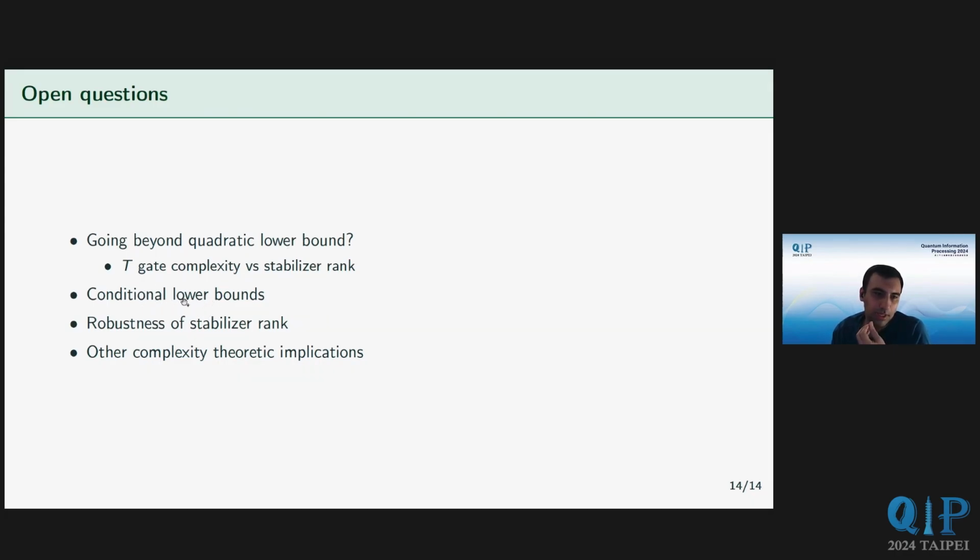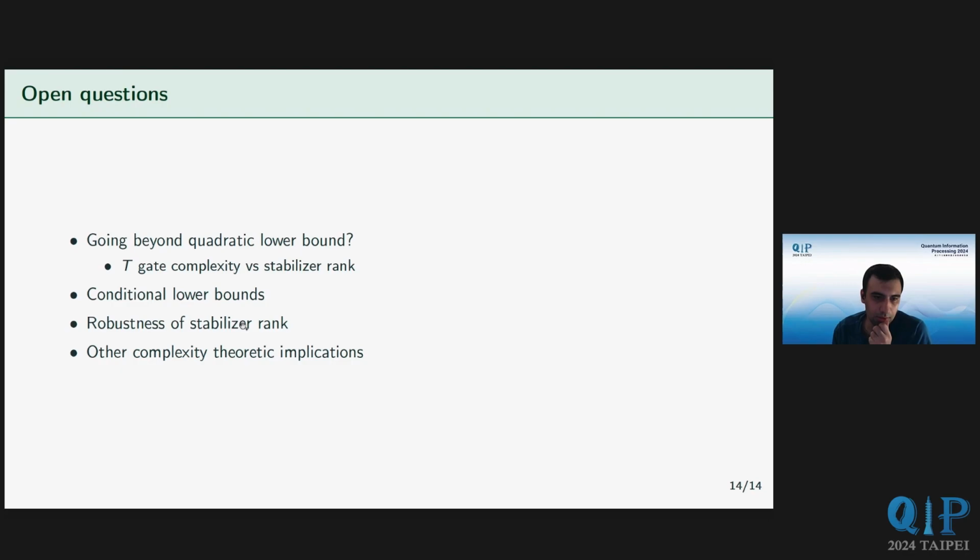And also, can we get some lower bounds that are based on some complexity assumptions? Because these stabilizer states appeared in simulation of quantum circuits. So with some complexity theoretic assumptions, you might prove some lower bounds.